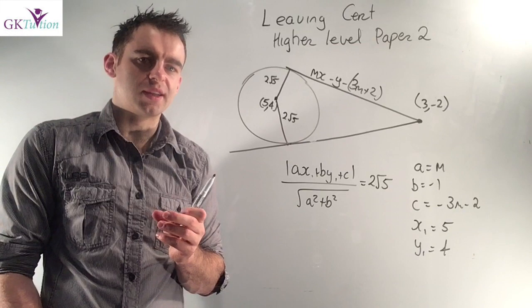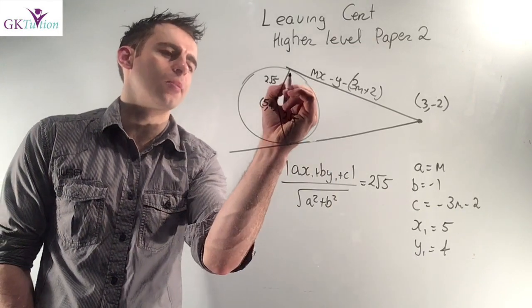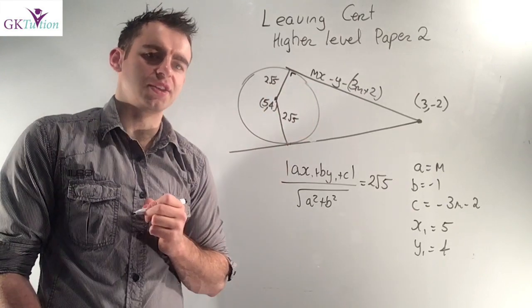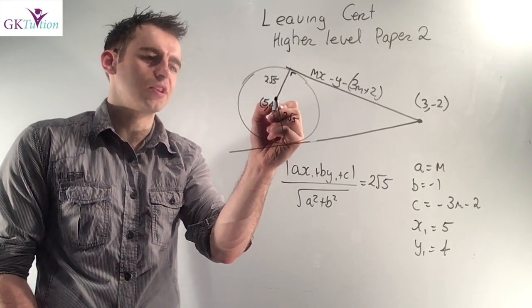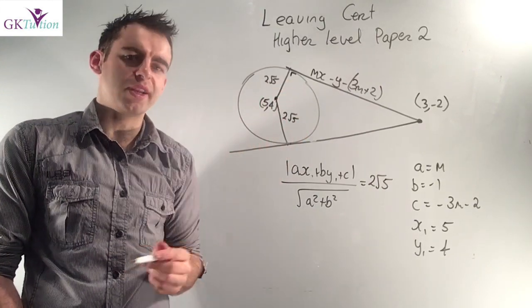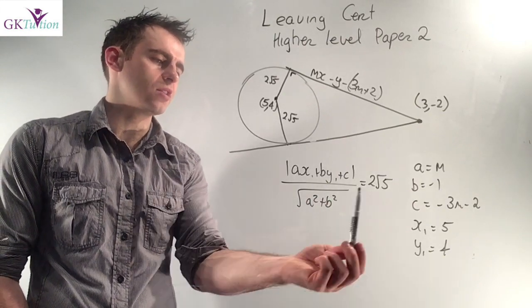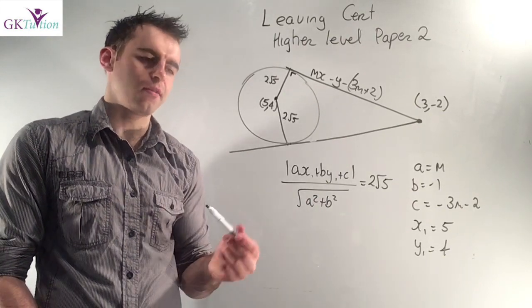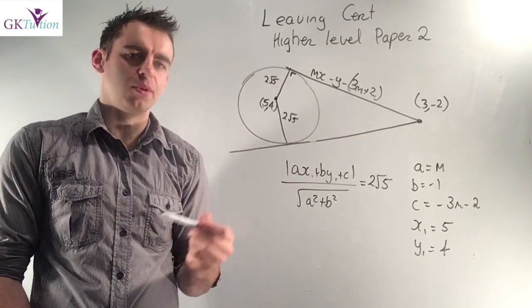So you should realize that this is a perpendicular distance formula, because at the point of contact, the radius and the tangent are perpendicular to each other. So you know the perpendicular distance from the center of the circle to the tangent is the radius. And I know the radius is 2 root 5. So if I use my perpendicular distance formula, I can let it equal 2 root 5. The perpendicular distance from (5, 4) to that line is 2 root 5.